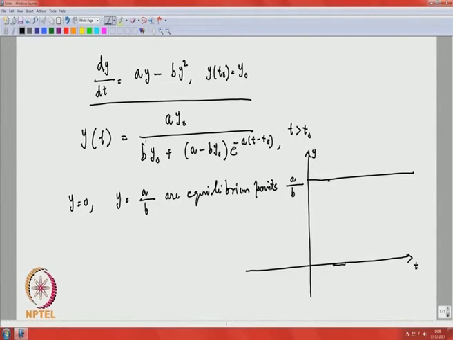Now, if you look at this particular term, as t tends to infinity, this is a minus term here, a is a positive quantity, and this is a positive quantity, and hence as t tends to infinity this entire term goes to 0. So you will get this fact: the limit as t tends to infinity of y(t) is nothing but a by b. So, you have an analysis of that.